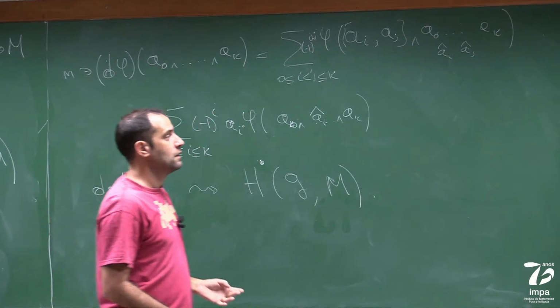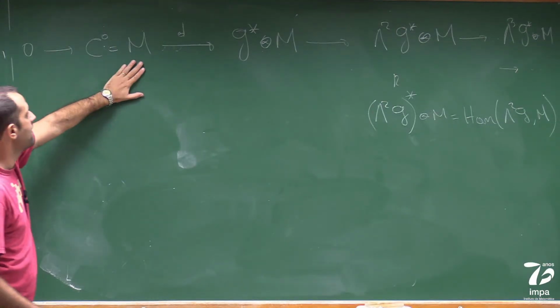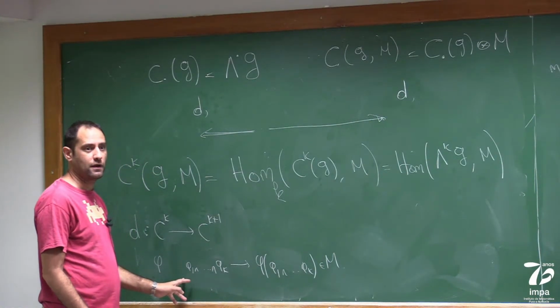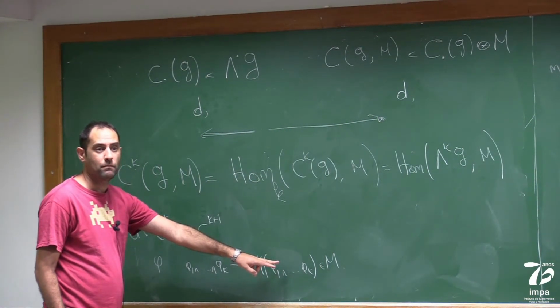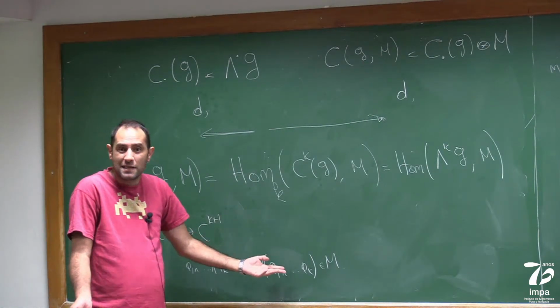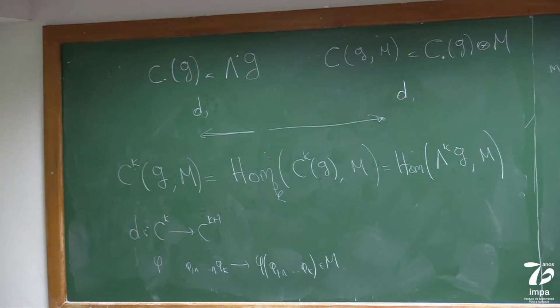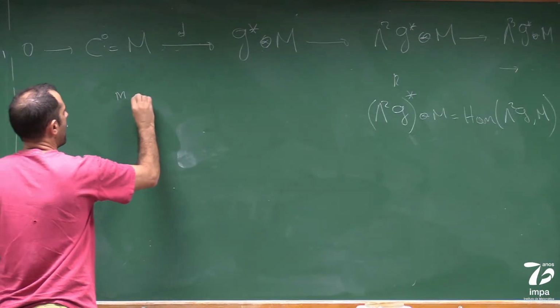Okay, so I have an element here. This is an element phi 0. Phi 0 is something very degenerate that takes 0 elements here, and it gives me back an element in M. So phi 0 is just an element in M. So that's my guy here, and it goes to dm.